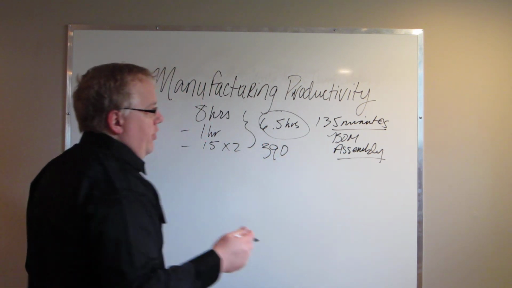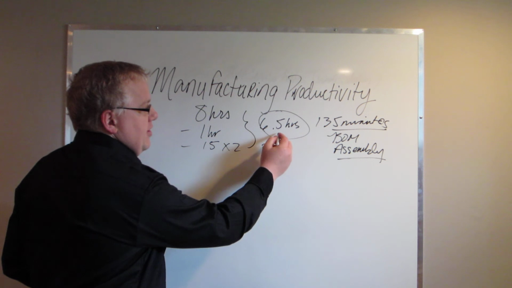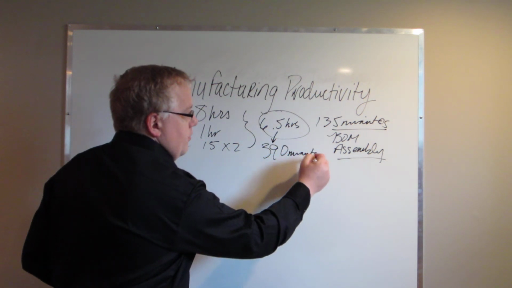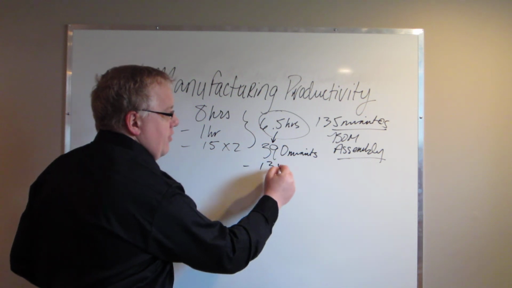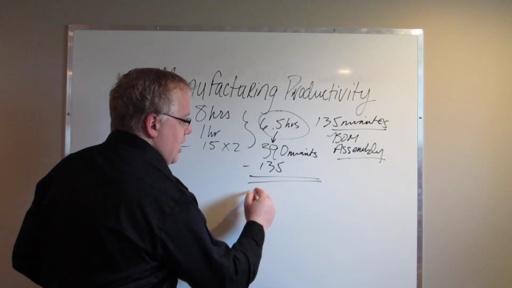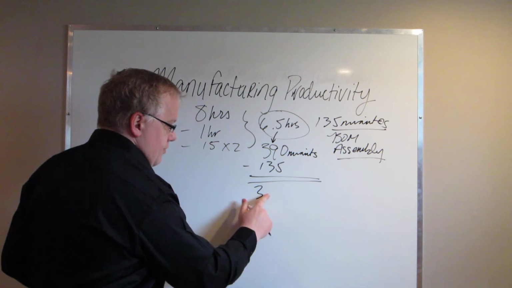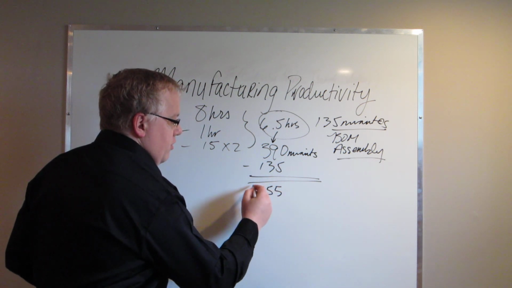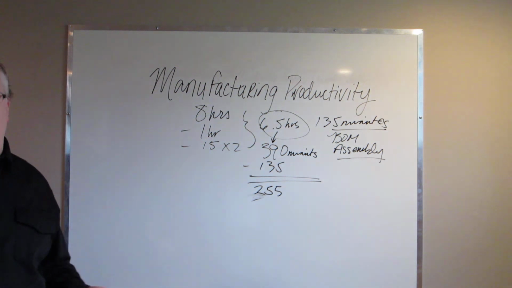Okay, so the idea is that of the 6.5 hours, which is actually 390 minutes, we had 135 minutes of lost time. So when we take that away, right away you're left with 255. So we had 255 minutes of actual work time.